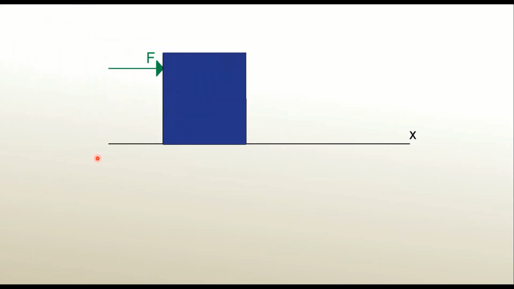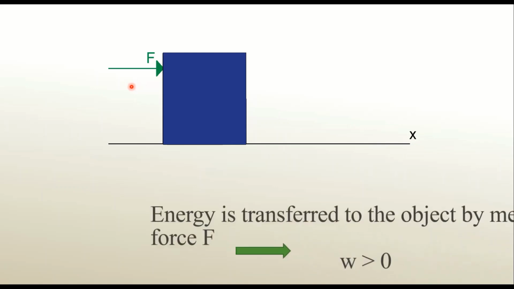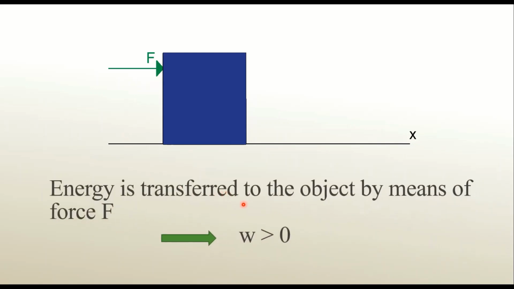For example, let's take a look at this picture. Here, we have a box that force F is acting on. Obviously, the energy is transferred to the box by applying an external force F. And the force applied is in the same direction as the displacement of the object, which is in this direction. So the work here is positive.